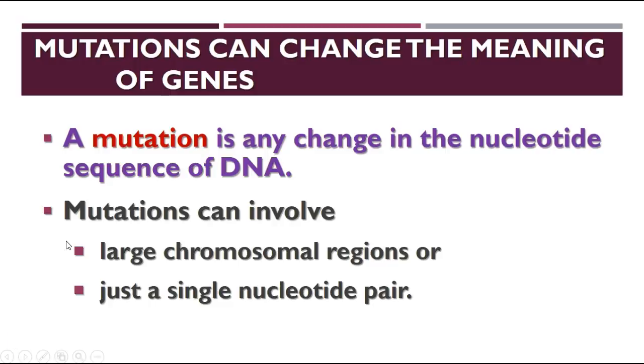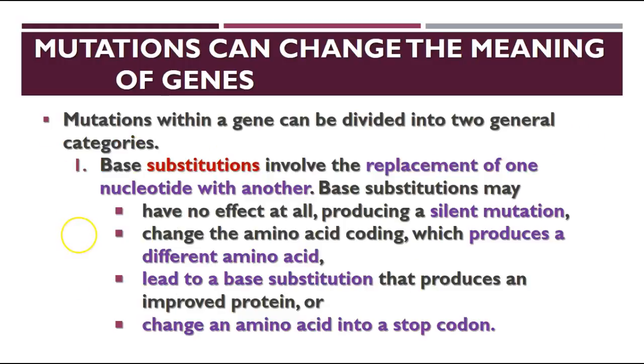Now, if there's a change somehow in that sequence, that's going to cause something called a mutation. Sometimes mutations are just a single nucleotide pair that gets changed. Sometimes it could be a large area of the chromosome, depending on what kind of mutation it happens to be. Mutations in the gene, rather than just the chromosome, can be divided into two basic categories. They can be substitutions, or there can be insertions and deletions.